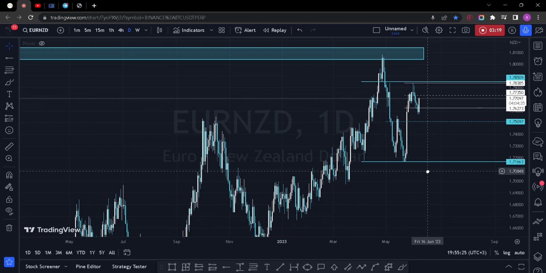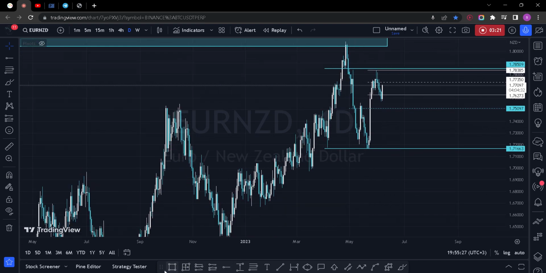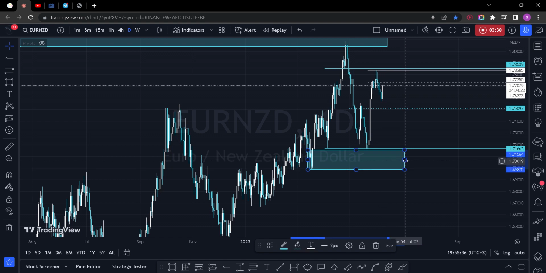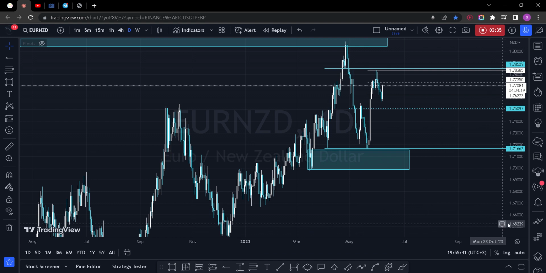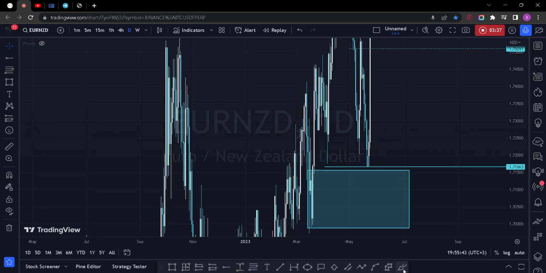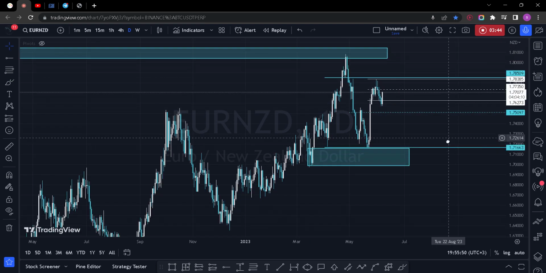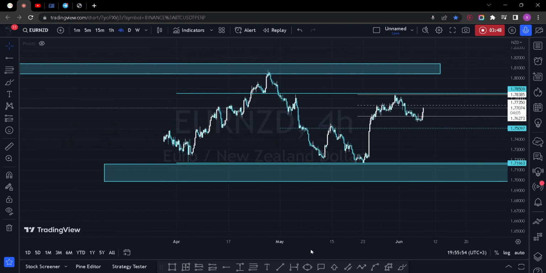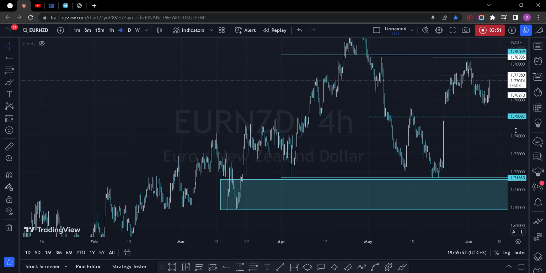Now, I also like to identify the opposite side levels of interest. So this is a level where I'd expect price to give me a bounce, a significant bounce. And as you can see, price did not actually visit this daily order block right here. So let's zoom in to the 4 hour time frame.